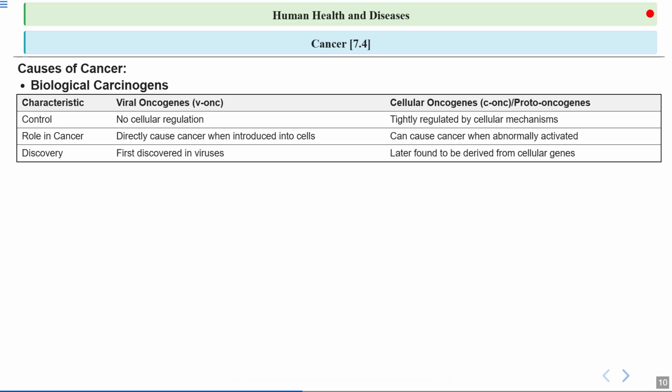Okay, this is clear. So basically, proto-oncogene is a normal gene that promotes cell growth and division. This proto-oncogene can become an oncogene if it gets mutated or altered, and this can lead to uncontrolled cell proliferation that can cause cancer. Okay, so these proto-oncogenes are actually normal genes. Clear? But they can cause cancer.